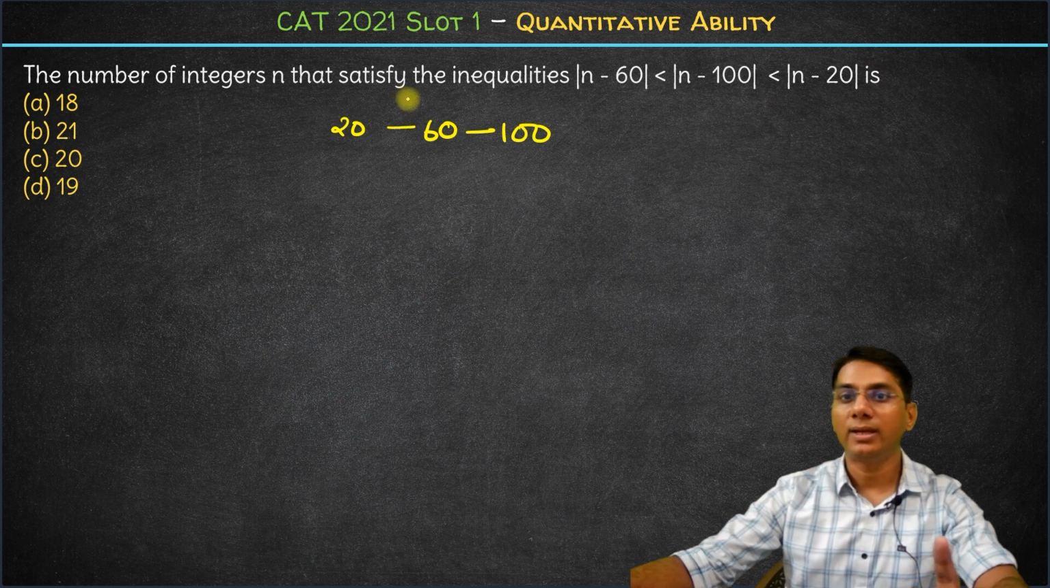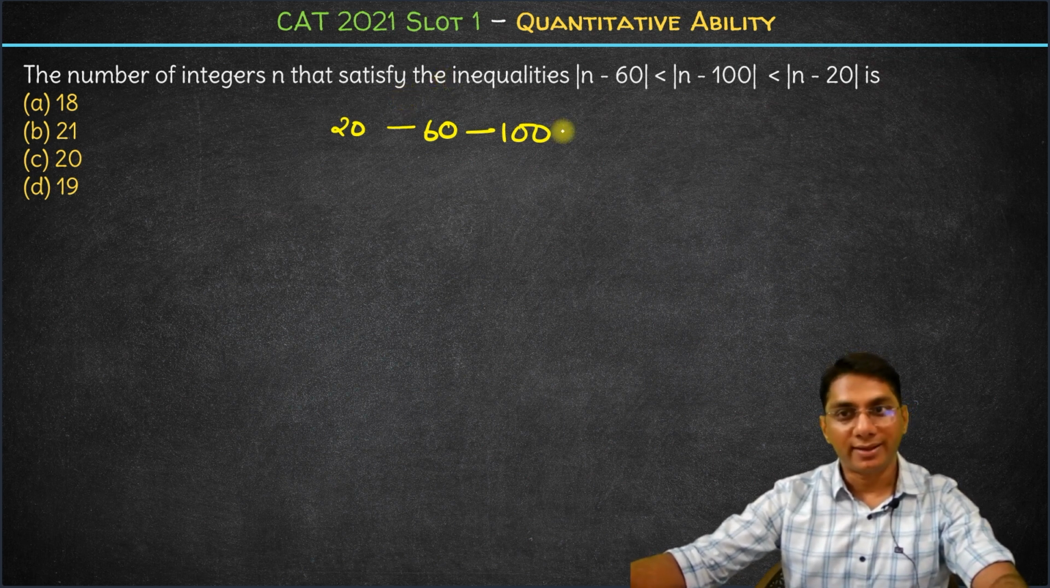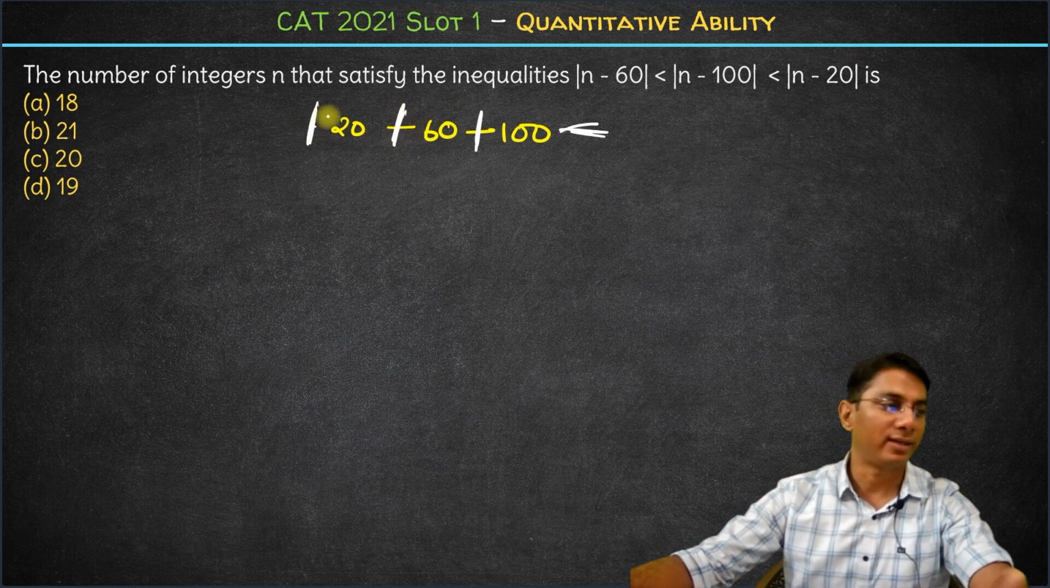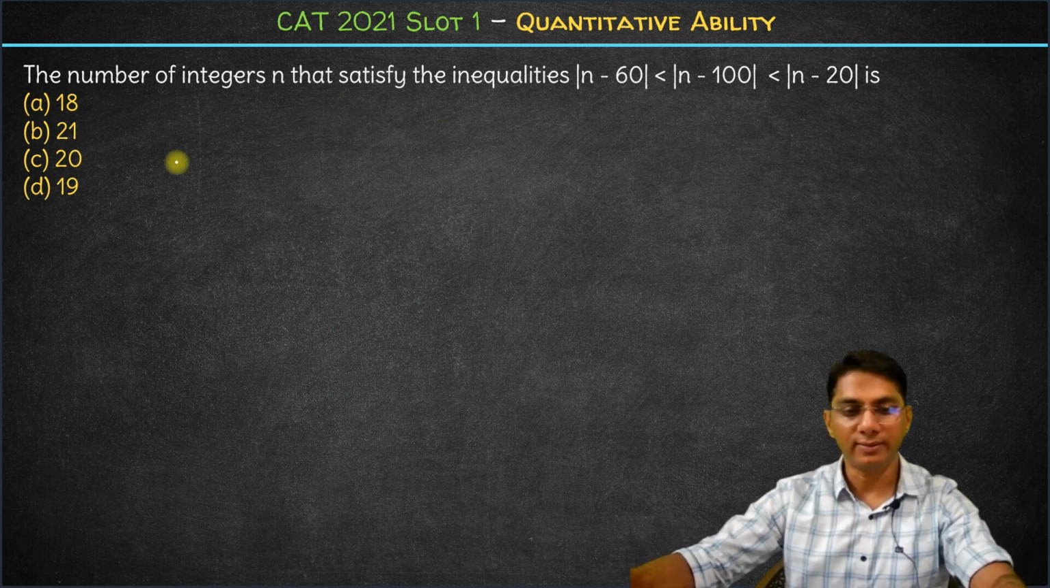So we'll have to make now a few cases. The cases will be when n is greater than 100, as in this range. Next case is when n is between 60 and 100. Next when n is between 20 and 60, and finally if n is less than 20. So these are the cases that we'll have to make. Okay, let's start with the first case.